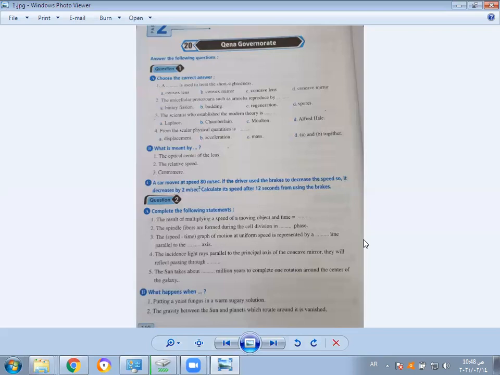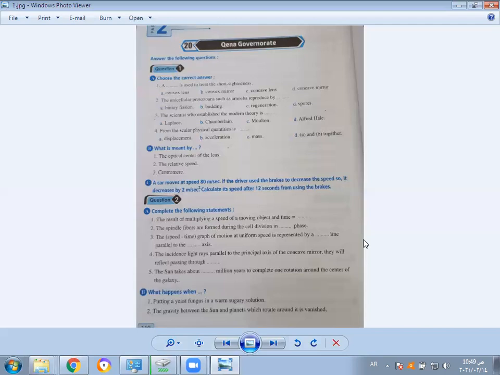Number 3, what's meant by centromere? Centromere, it is the point of connection of the two chromatids of the chromosome.